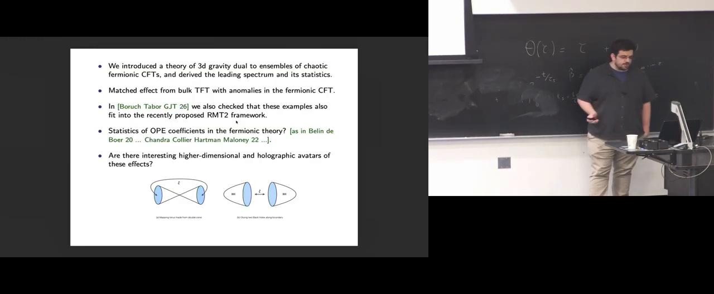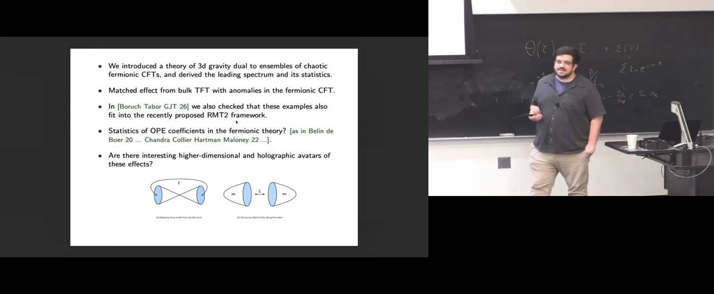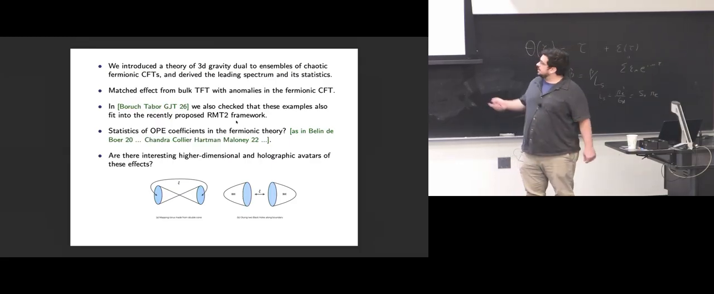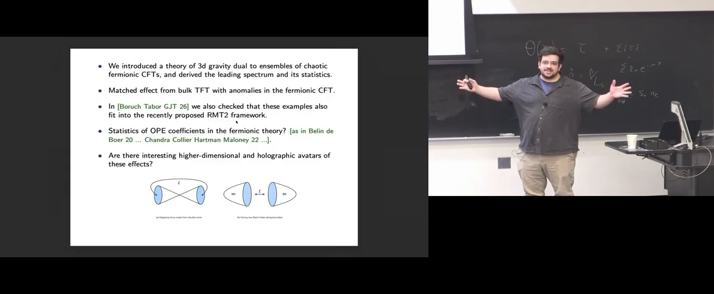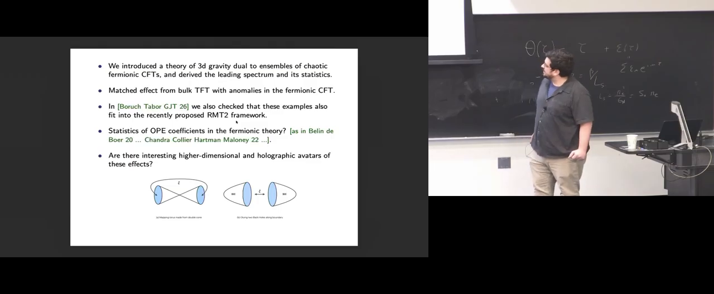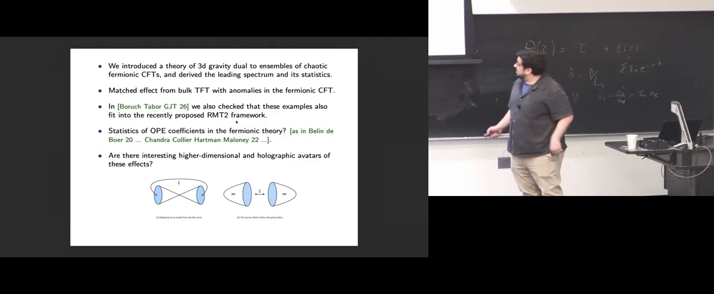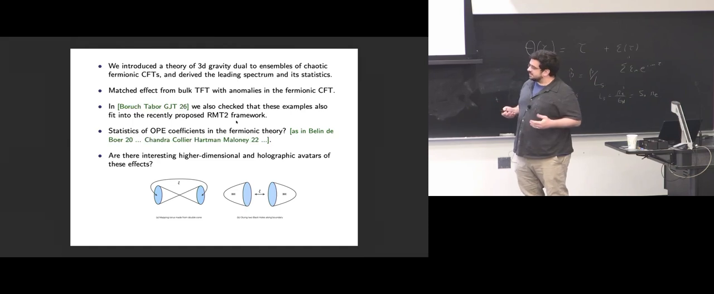Let me finish with one question: are there interesting higher-dimensional holographic avatars of this effect? The object that I need to construct is this mapping torus. One can always construct the mapping torus out of the double cone: just take the double cone and identify the two boundaries. And these non-trivial TFTs exist in all dimensions, so one can wonder if they introduce any interesting effects in higher dimensions. And also how it depends on large diffeos.